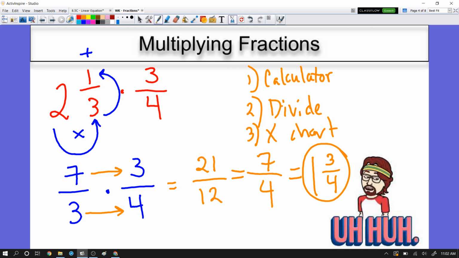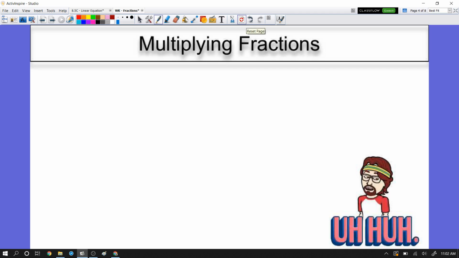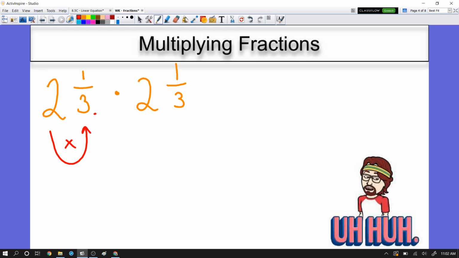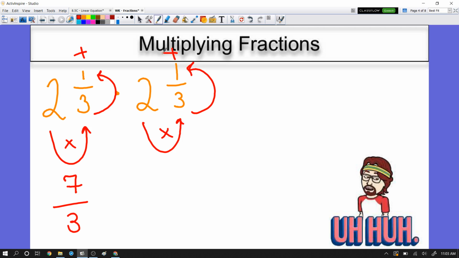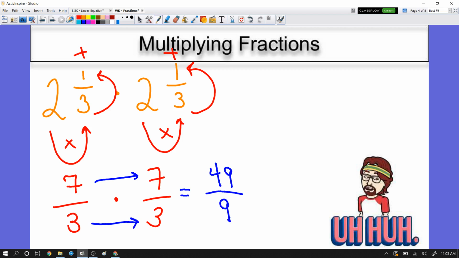This is the thing that's going to keep on coming up. Okay, so let's go ahead and I'm going to go through the motions of doing a mixed number times a mixed number. And just for time's sake, I'll use the same mixed number for both. 2 times 3 is 6, plus 1 is 7. 2 times 3 is 6, plus 1 is 7. Okay, 7 times 7, 3 times 3. 49 over 9. Okay?